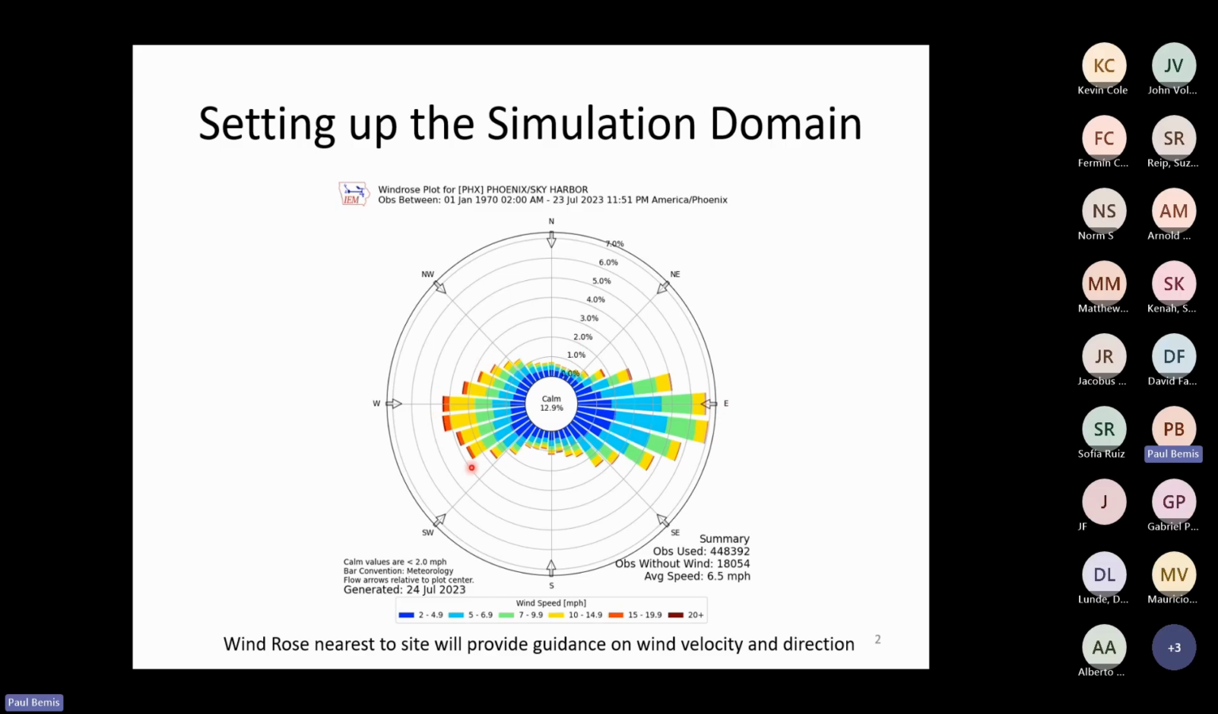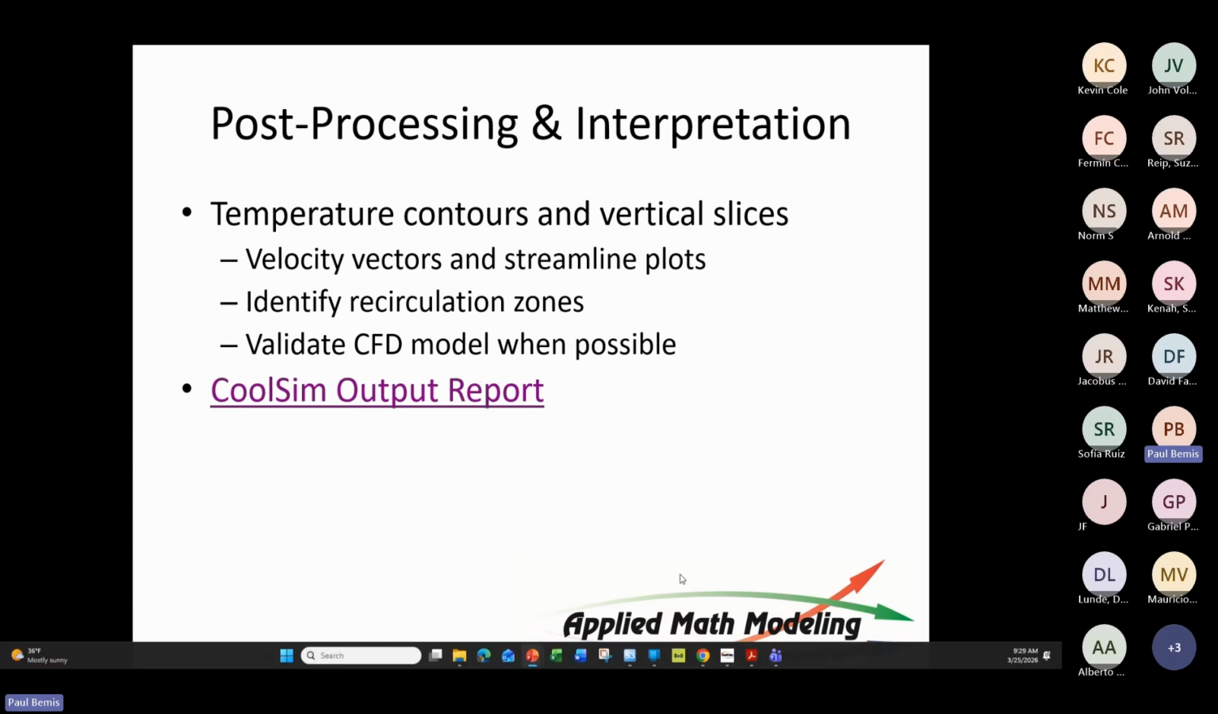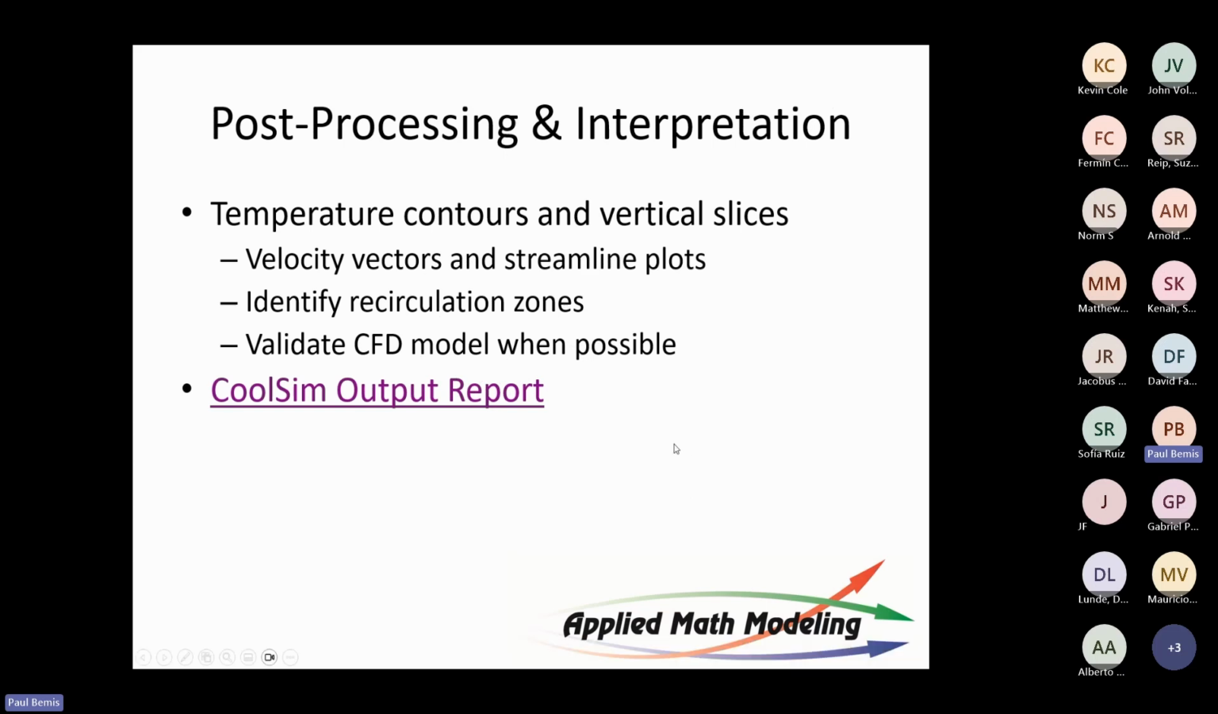So what a wind rose does is it gives you an idea of what the prevailing winds are and how you should set up the wind so that it's blowing on your model. You want to try to represent the wind conditions you're going to see on the site. And then you run. So what I want to do is to show you some output here.